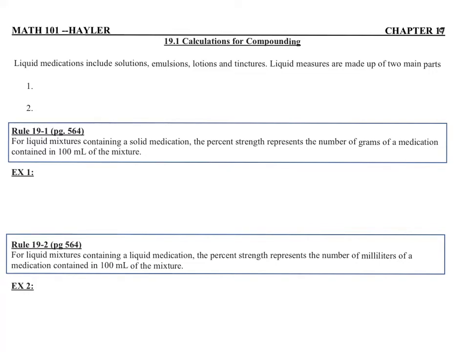Welcome to Chapter 19, Section 19.1, Calculations for Compounding. Liquid medications include solutions, emulsions, lotions, and tinctures. Liquid measures are made up of two main parts. The first main part is the liquid used to dissolve the other ingredients. The second part is the dissolved materials.